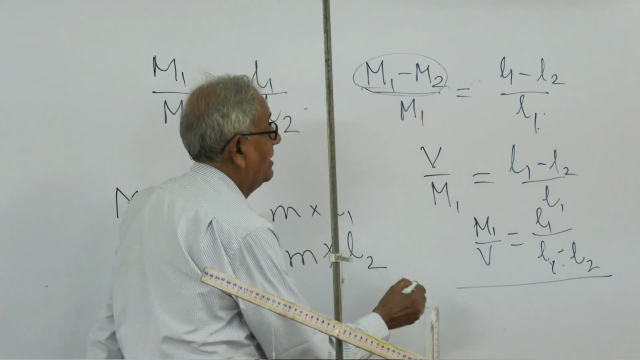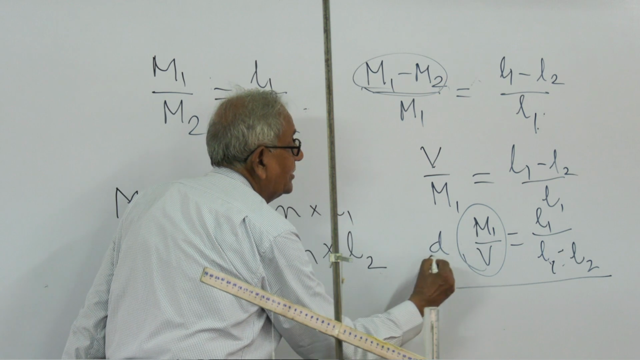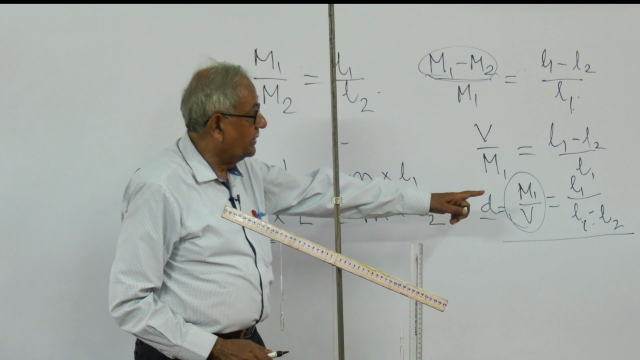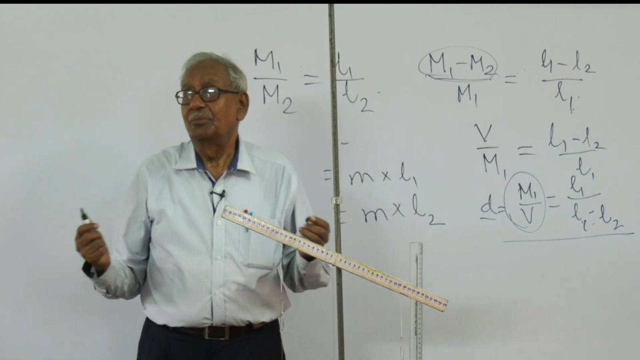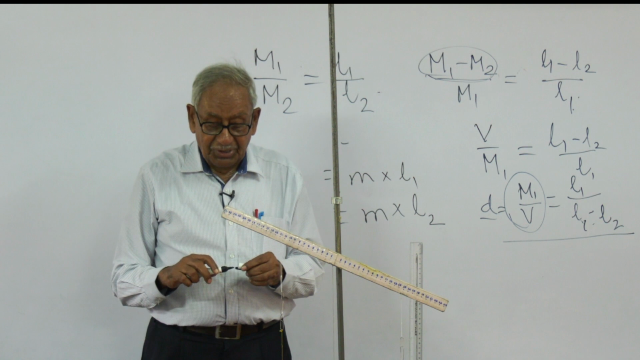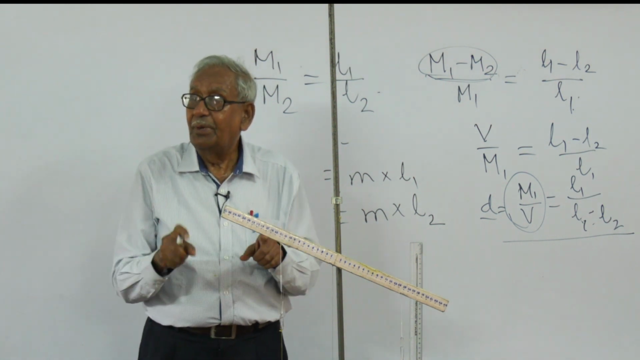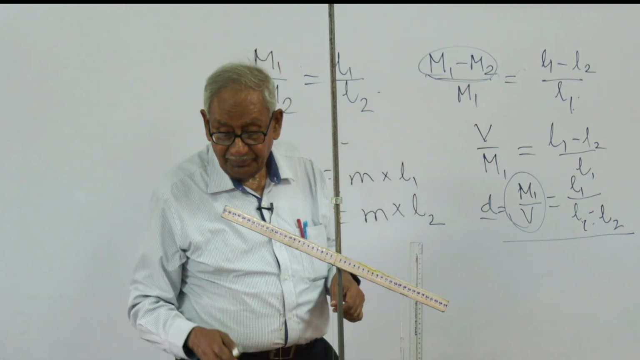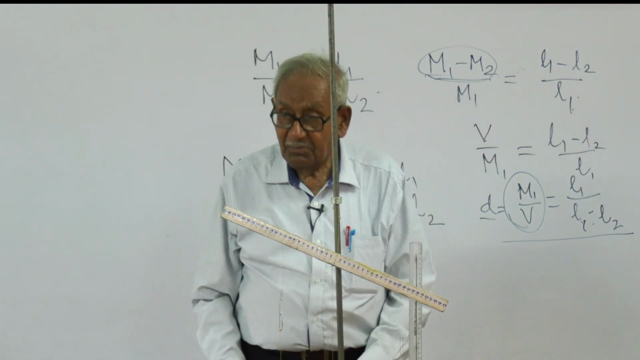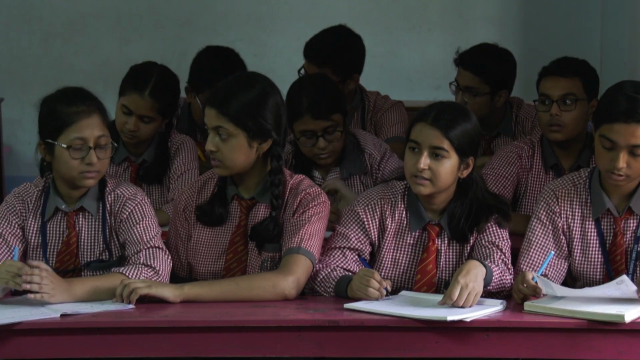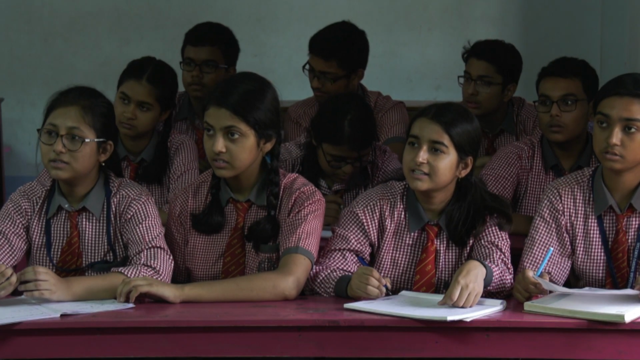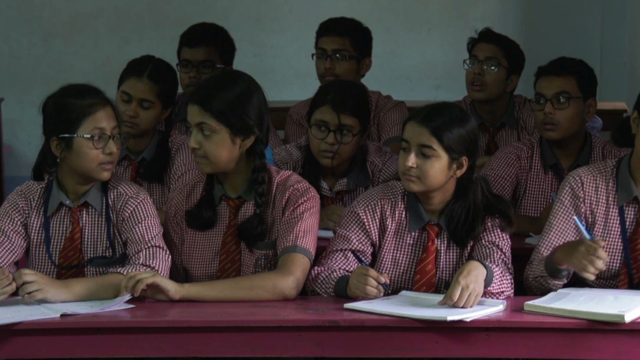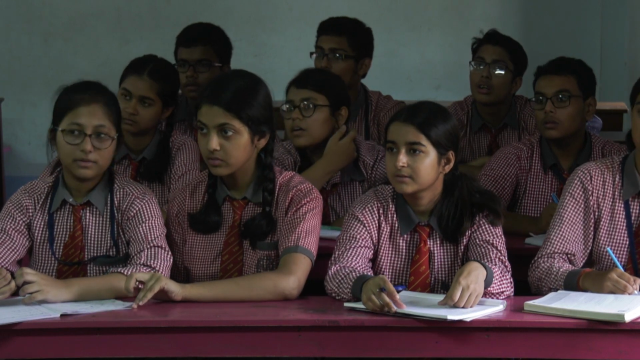Please calculate. You have all the data. This is the density of the material, the stone: mass divided by volume. So, calculate how much is the density of the stone. It is coming simply from L1 divided by L1 minus L2. How much is it? Calculate. Very interesting thing. How much? No calculator? Oh, mobile phone. Okay. We can use a mobile.